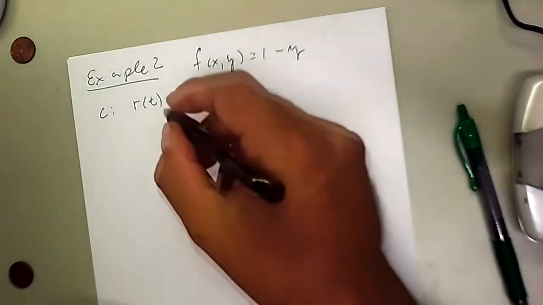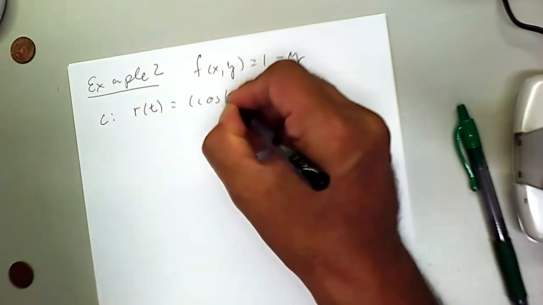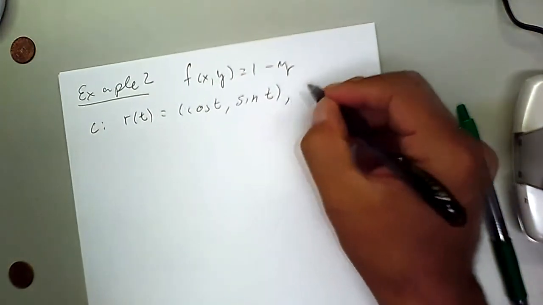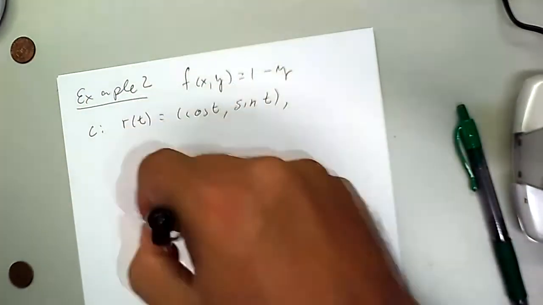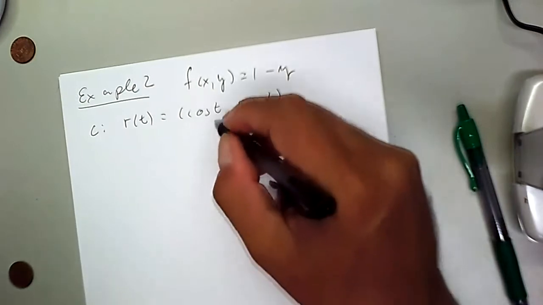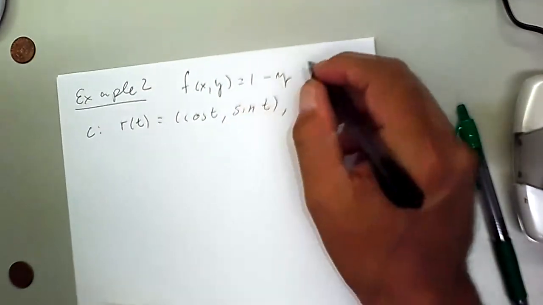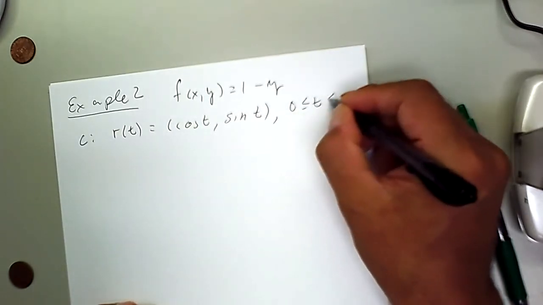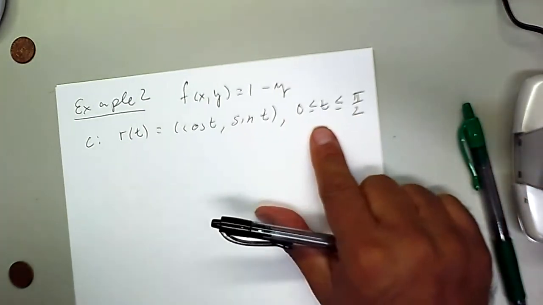All right, so again, r of t will be cosine t, sine t, close parenthesis. And then we have to specify from where to where, because if you just let t run free, then you can just draw a whole circle multiple times. So we just have to specify from where to where. And that tells us we're going to go a quarter of a circle. All right.